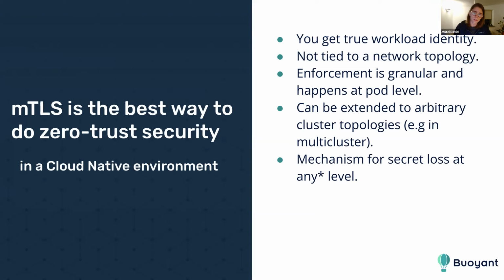And what makes mTLS the best way to do zero trust security, at least in cloud native, is that identity is very fine-grained. It's very granular. It's at a pod level. So when everything is at a pod level, you enforce verification at a lot of different points in your system. Obviously, running mTLS also comes at a cost, and I'm going to cover that later in identity management. But it also has the advantage of being extendable to arbitrary cluster topologies. So you're not really just tied to the network. You can also do mTLS and preserve identity across cluster boundaries. There's also a mechanism for secret loss at almost any level. There's a bit of an asterisk there, but again, we'll cover that in a bit.